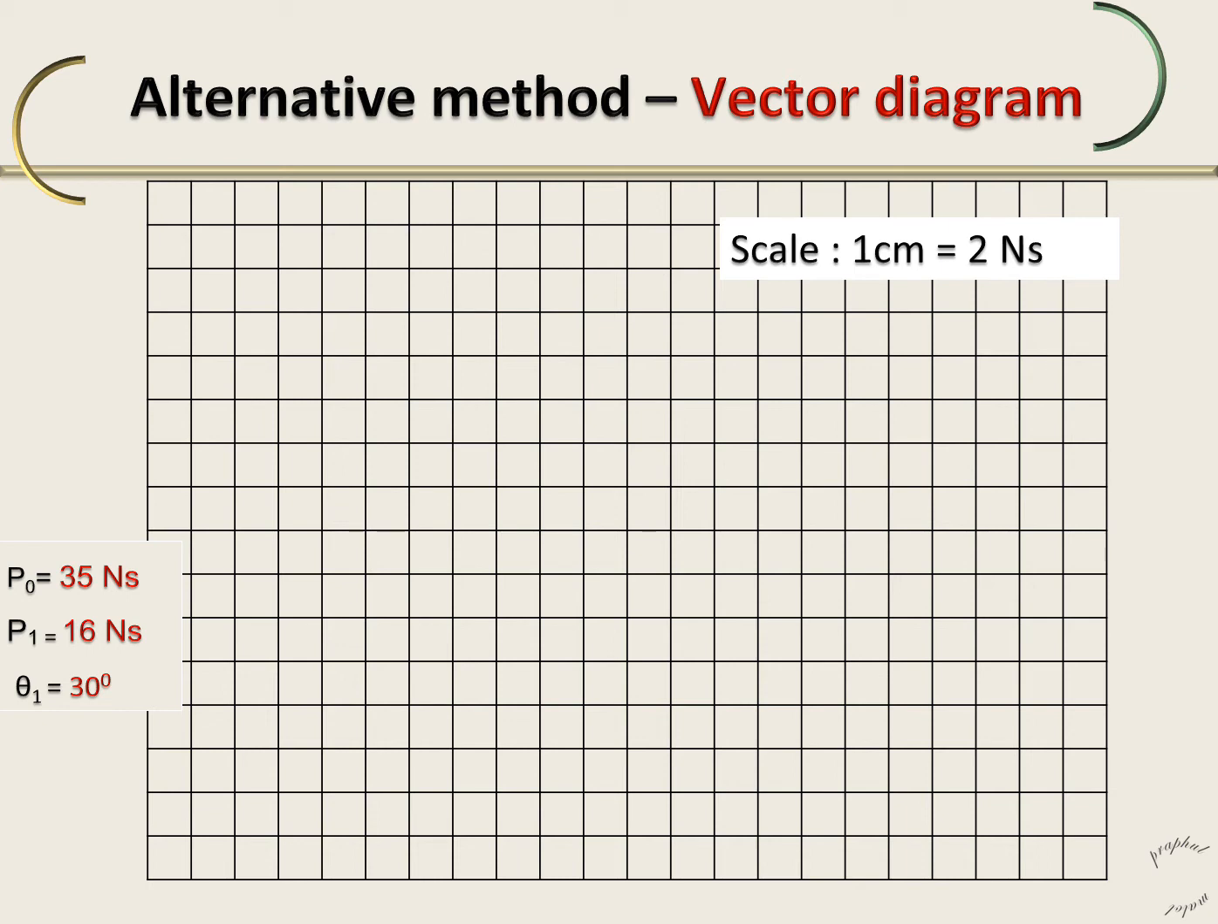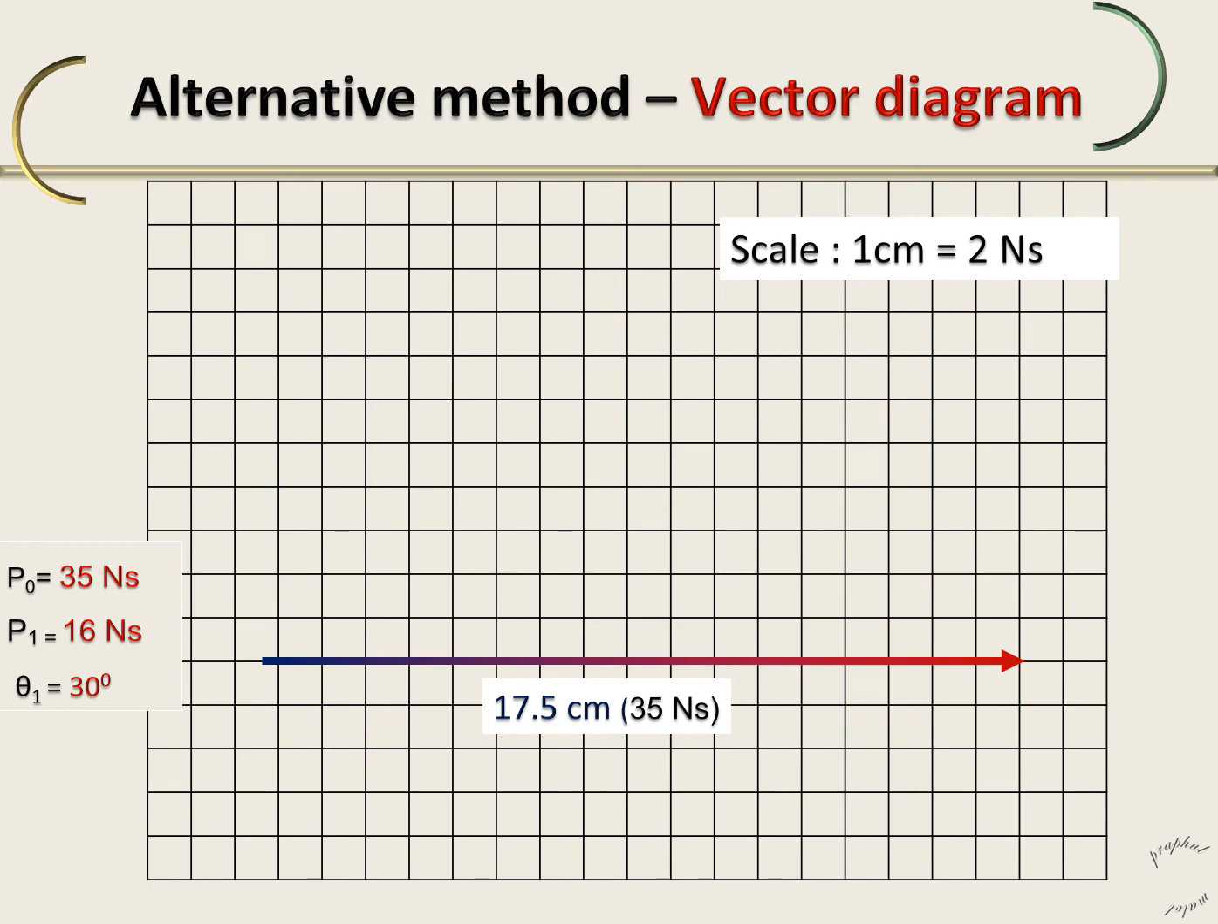Otherwise, the graph will be very, very small. So to make the diagram fit in the graph or look large enough, I have to choose a perfect scale. This is the scale I'm using. So first I want to draw the initial momentum. I have drawn the initial momentum. The value is 35, but according to my scale, it should be 17.5 centimeters, just half.